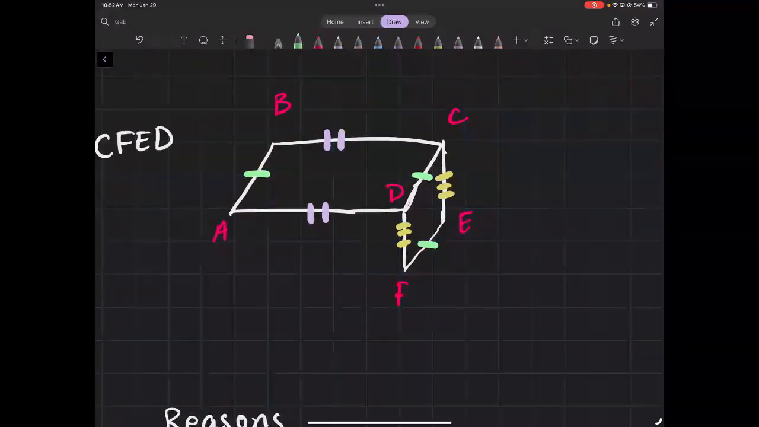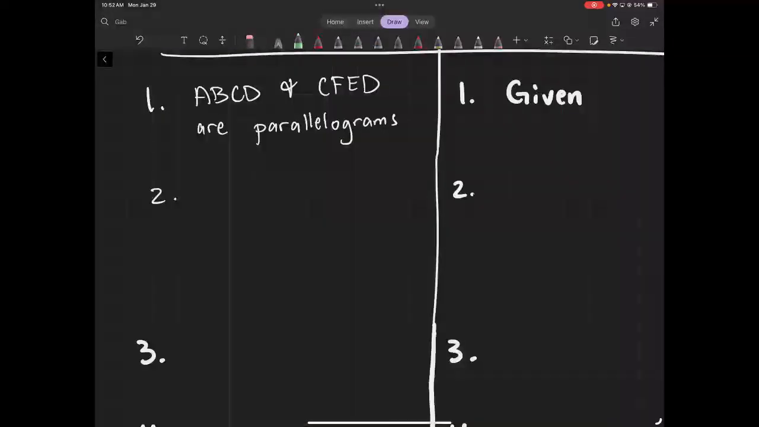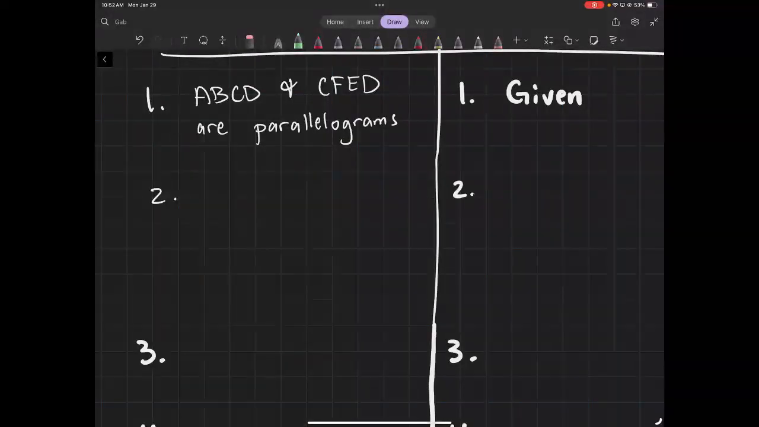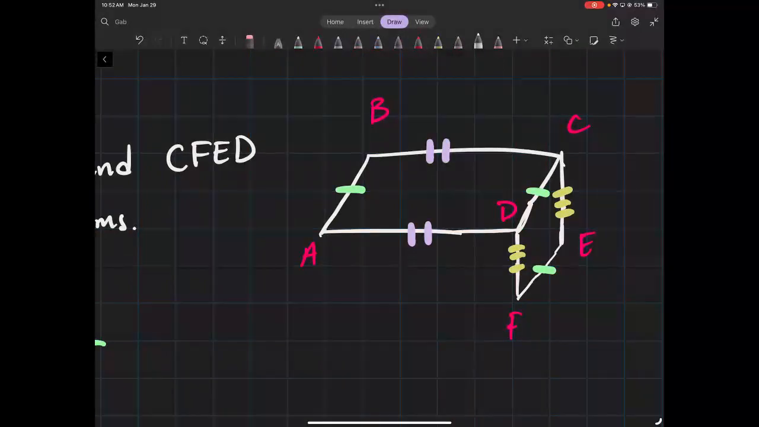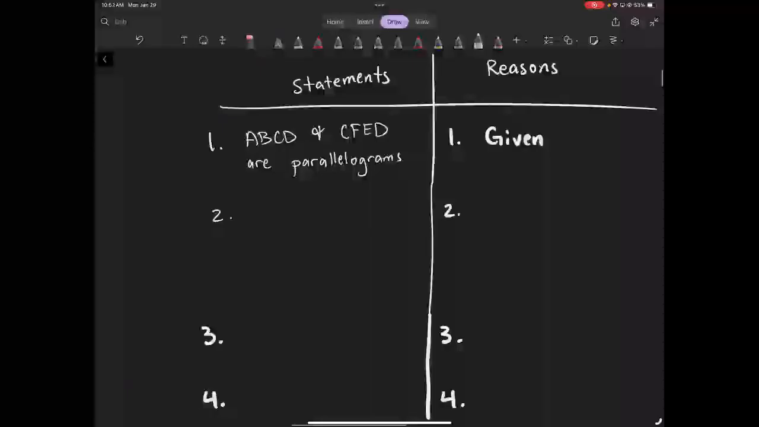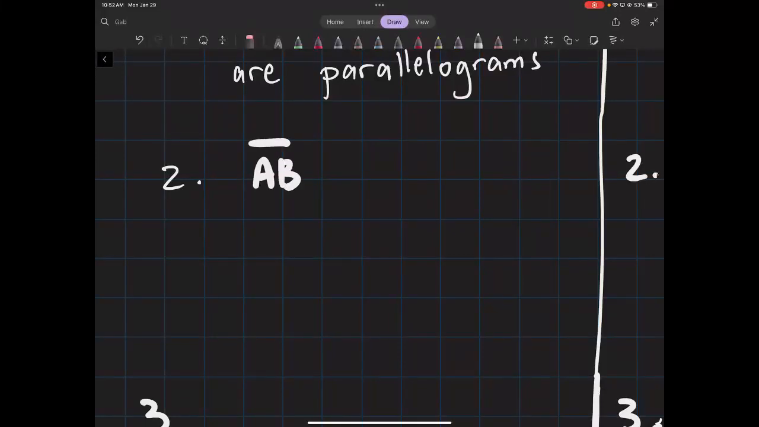Let's go ahead and start writing it. You know that that's given, right? Using the given, you just write what you just marked. Okay, but the ones that you need. So you're gonna mark AB is congruent to DC. Okay, so I'll do that. So AB congruent to DC.